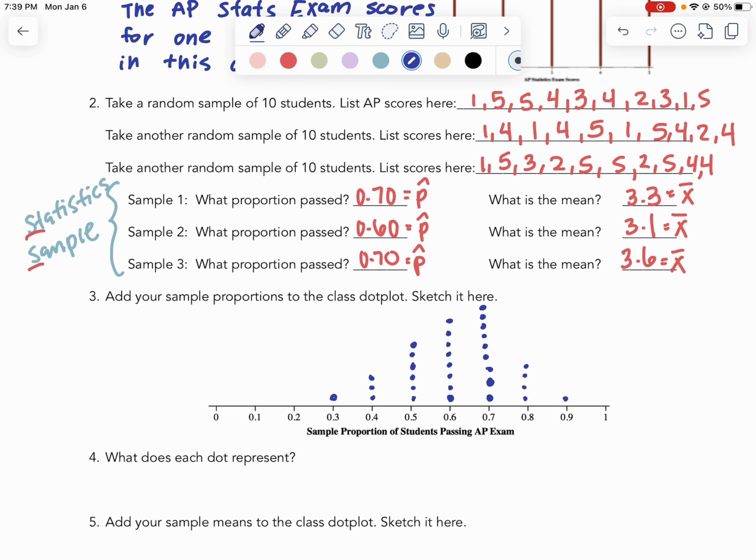Now this right here, what we've created now, this is what we call a sampling distribution. And it's a sampling distribution of p hat, right? We want to be specific. These are all the sample proportions.